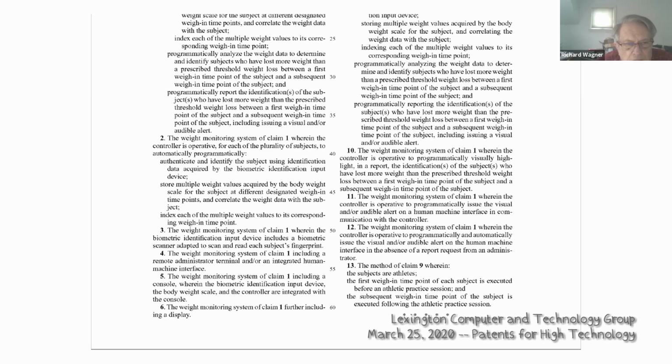Claim 1 and claim 9 are called independent claims. And then claims 2 through 6, and on the right side, 10 through 13, are dependent claims. That's just the terms that are used. Each dependent claim can only depend upon a previous claim. So claim 3, for example, says it's a weight monitoring system of claim 1 and so forth. It does not include the information of claim 2. It only includes the information of claim 1.